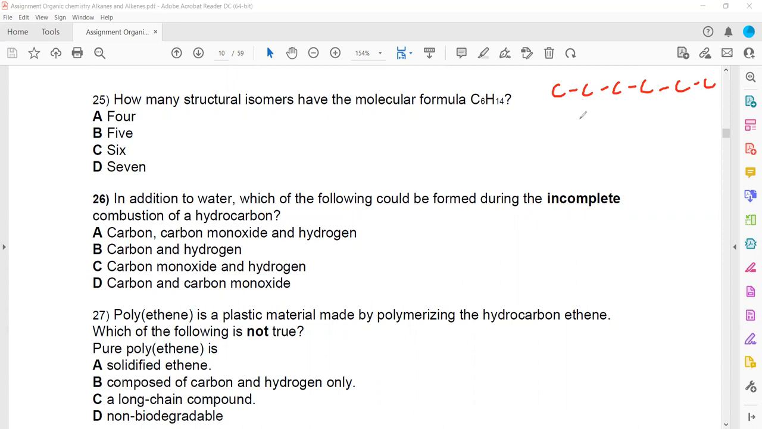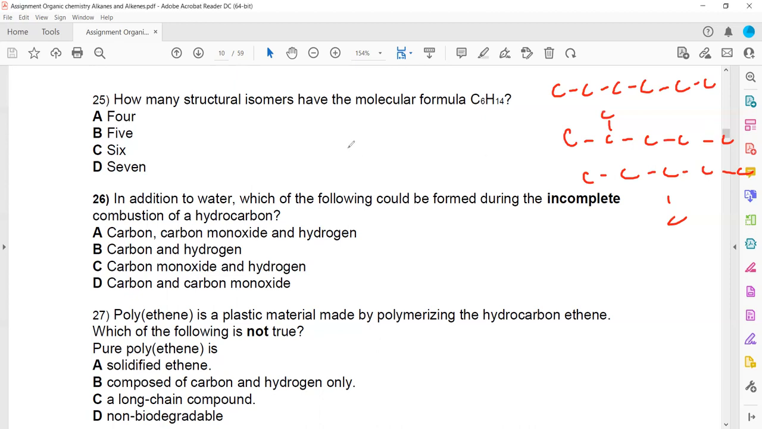Or you may have 5 carbon and one branch with one, and you may have 5 carbon and one branch with the second. But if I put it further right, that is also second, so it won't make a difference.